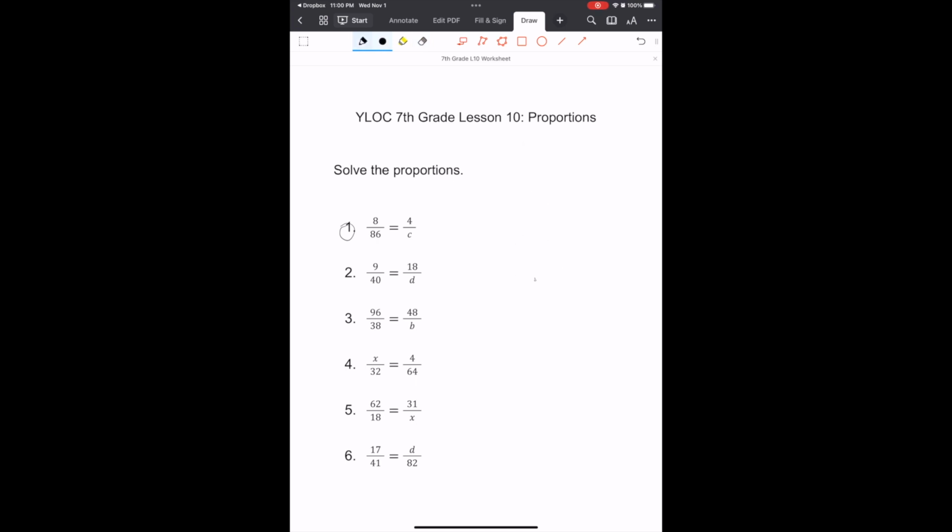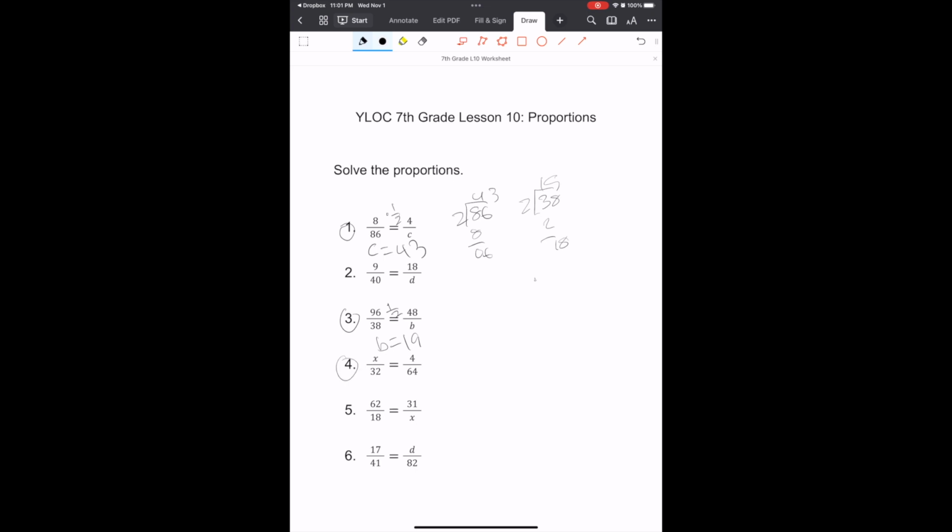For example, number 1, 86 over 86 is equal to 4 over what? Well, 8 divided by what? 2, or times 1/2, is equal to 4. So 86 times 1/2 would be 86 divided by 2, which is 43. So your answer is C is equal to 43. Then number 3, 96 divided by what is equal to 48? Well, that would just be 2, so times 1/2 as well. And 38 divided by 2 is 19. B is equal to 19.